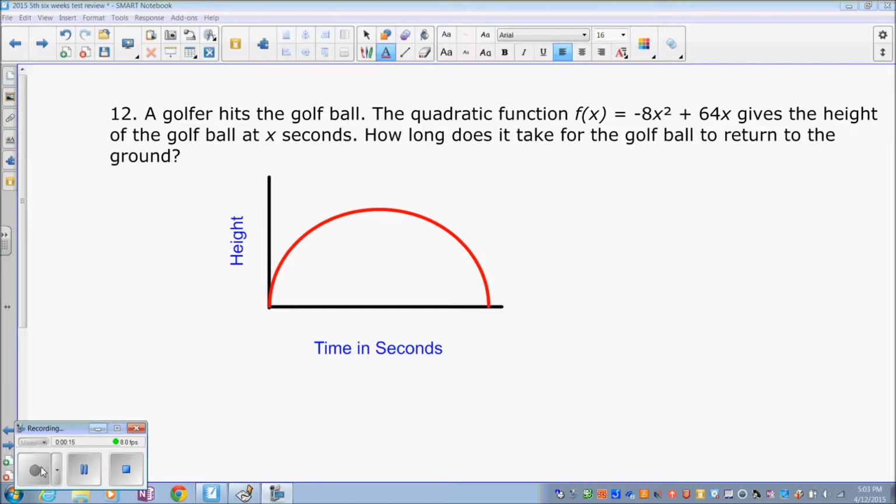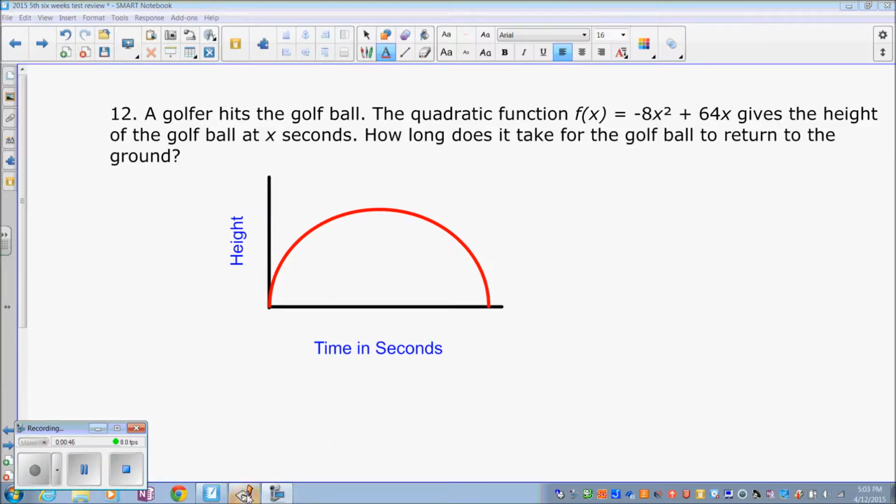So I went ahead and I drew a little picture to help me visualize it. Here's the height on your y-axis. Here's the time on your x-axis. Here's the ball, and we know that it's going to go up and then it's going to come back down. So to me, the easiest thing to do would be to go and graph this function right here and to figure out, well, when y is 0, what is our x? And that'll tell us how long it took for it to come back to the ground.